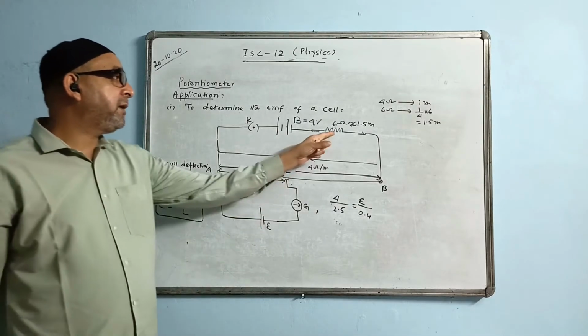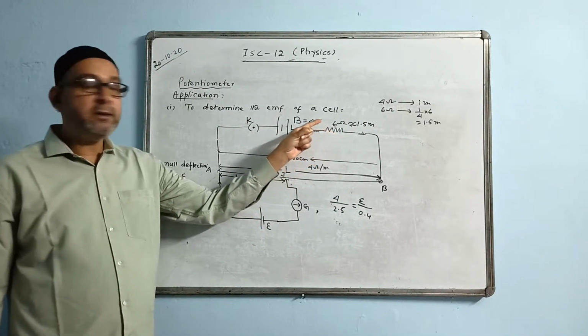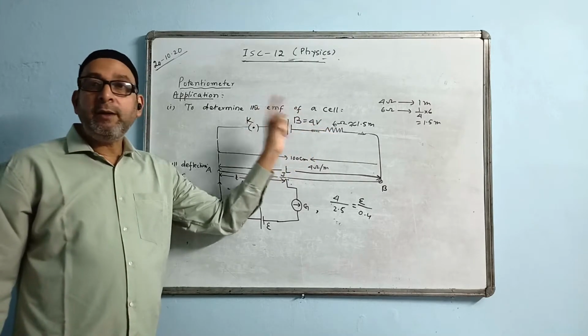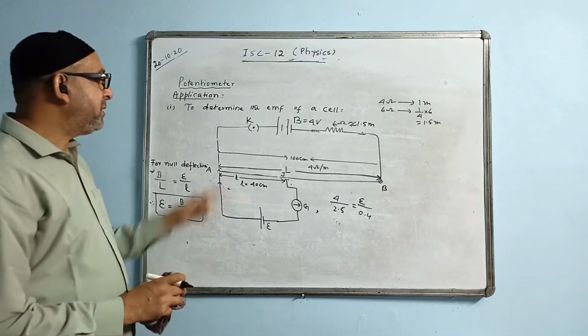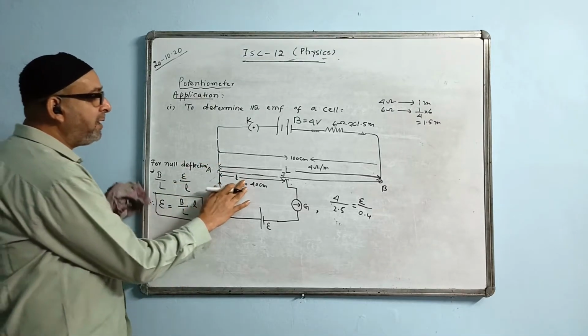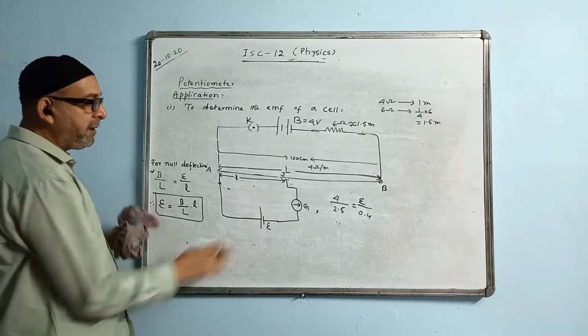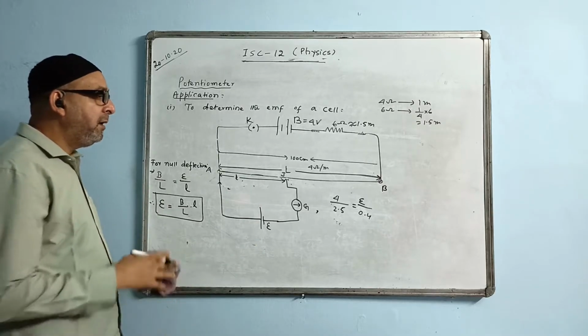But if there is some extra resistance shown over here, this is also to be taken into account, and then you will do the calculations. So this is the circuit diagram. This is only an example I gave, a numerical example showing how we can calculate the value of EMF of the cell.